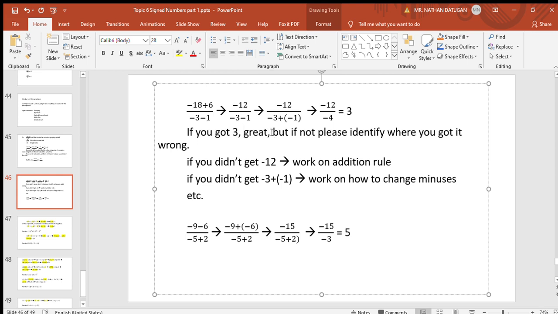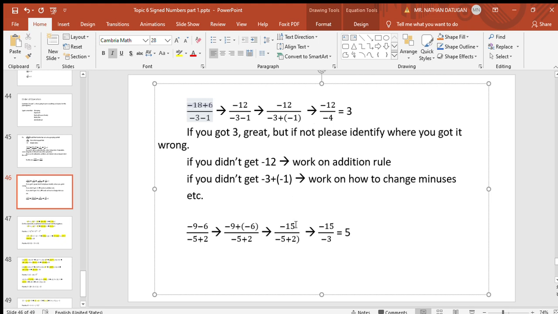So here's some mistakes some people get. In this part, if you didn't get negative 12, then you should work on your addition rule. If you didn't have this one, then you simply subtract it and you got some different number here. You should try working on your subtraction rule. If you did get all this correct, but you get negative 3, then you should work on your division rule. You should examine your work and see where you got your steps wrong.